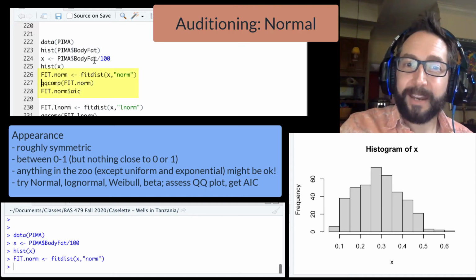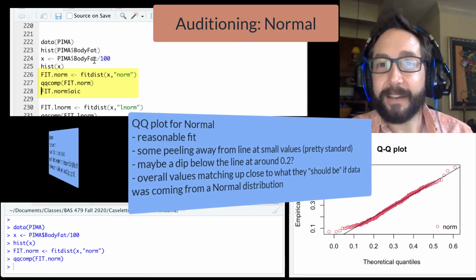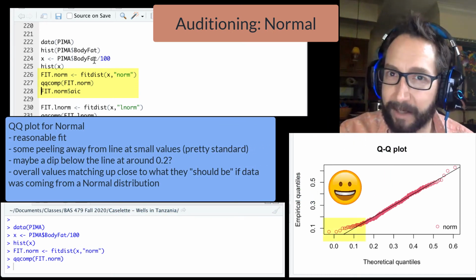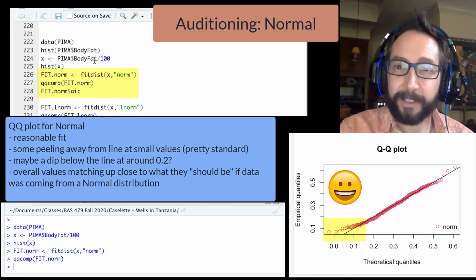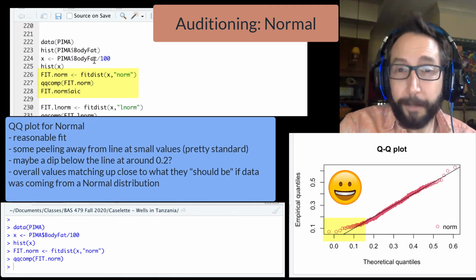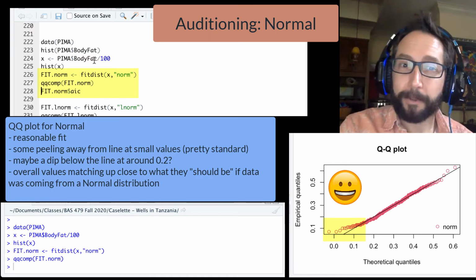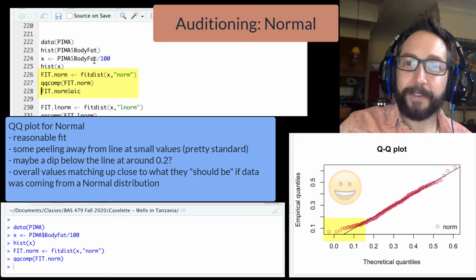So if I go ahead and run fitdist on the normal distribution, the qqcomp shows that it provides a pretty reasonable fit. Sure, there's a little bit of peeling away at the left edge and the right edge, but we see that even when the probability model is fairly good, so not a deal breaker, for the most part, the observed values in the dataset are matching up with what they should be if the probability model was correct. And so we can ask, okay, well, what's the AIC of the fit?